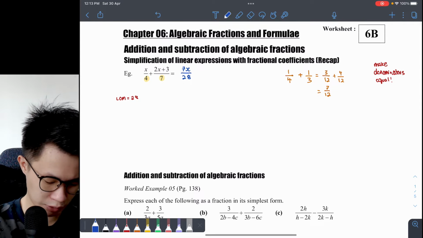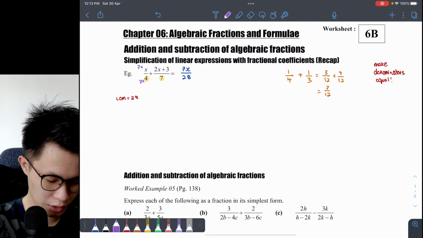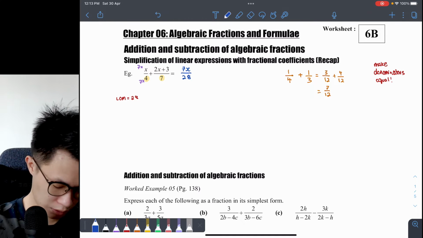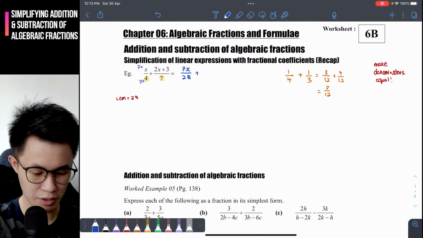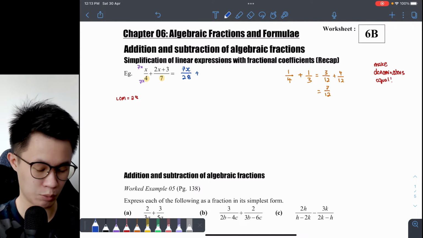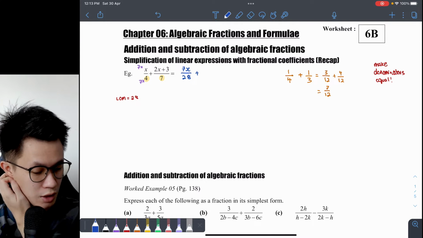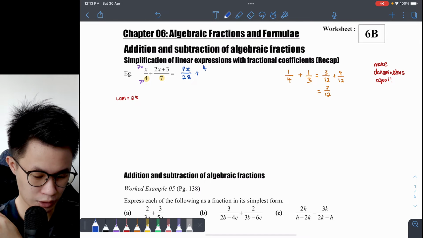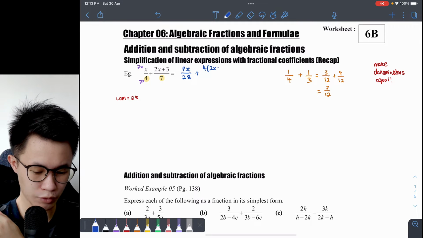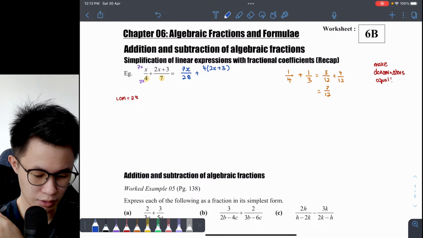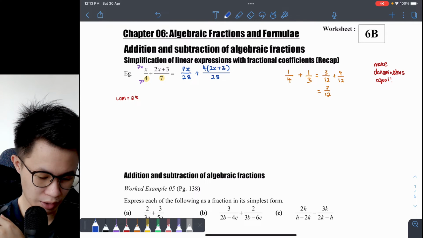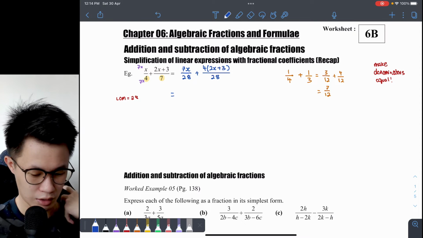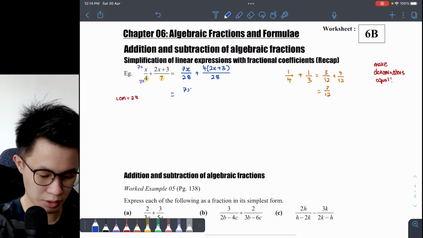It's a process of multiplying by 7. And for the second one, we don't multiply by 7. Instead, we multiply by 4, because 7 times 4 gives you 28, and we want to make the fractions equivalent. So in this case, it will be 4 times (2x plus 3) divided by 28. And there we have it: we can combine them once the denominators are the same.